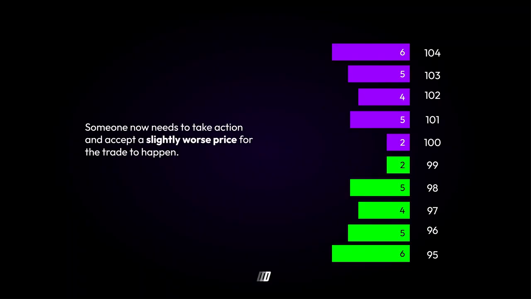Someone now needs to raise their hand in the audience and take action and accept paying a slightly worse price for the trade to happen. If you want to get your hands on the Mona Lisa, you're going to pay a little more if you want it, because other people are ready to pay.